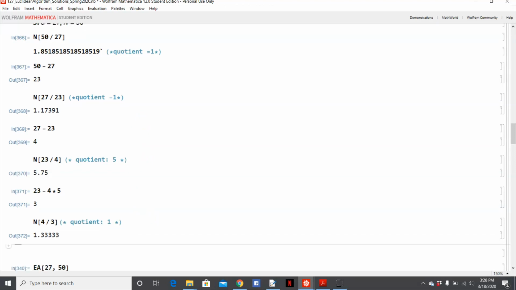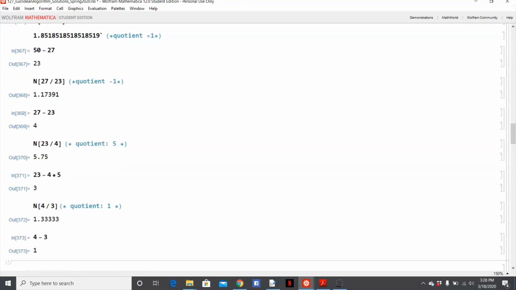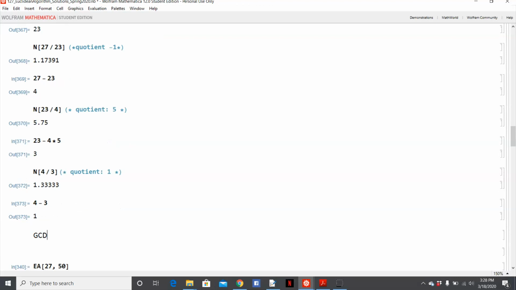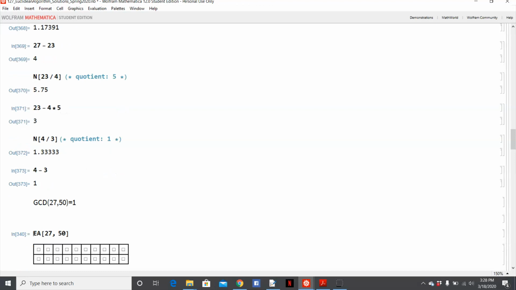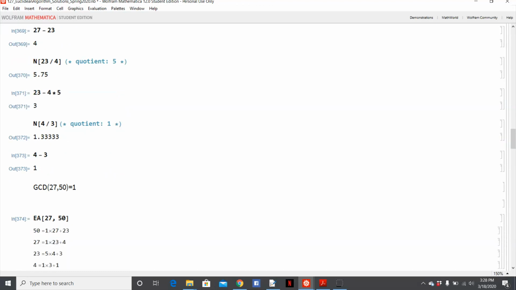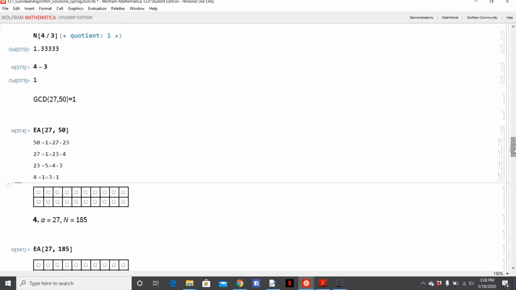Then I work out the oh so hard sum of 4 minus 3, and I get 1. So the GCD of our two numbers, 27 and 50, is 1. Now, just to make that look pretty, there is the Euclidean algorithm all worked out.